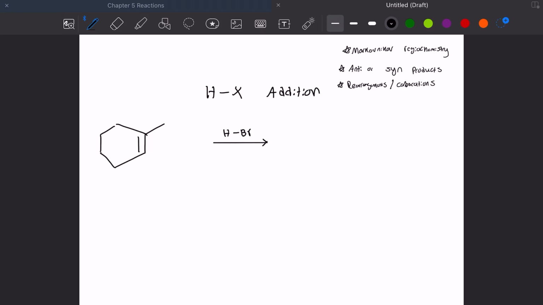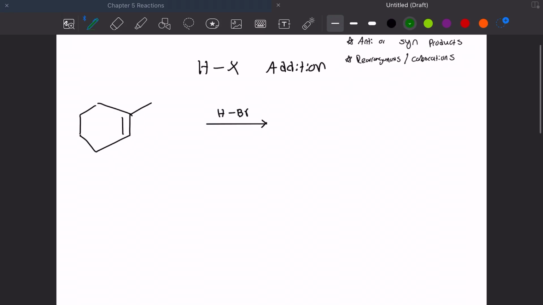Some key things to know about the HX addition are that there is Markovnikov regiochemistry, which basically means that the more substituted carbon will take the bromine and the least substituted carbon will take the hydrogen. We already know this from Unit 1. There's going to be a mixture of anti or syn products, which I'll describe as I draw the products. And there can be rearrangements in the formation of carbocations. Let's say you have a 2° carbocation, you could do a methyl shift or a hydride shift. These are possible in the HX addition to make a more stable product.